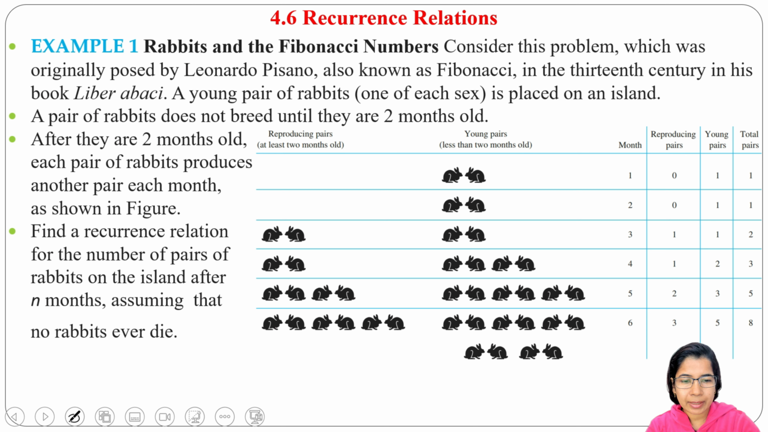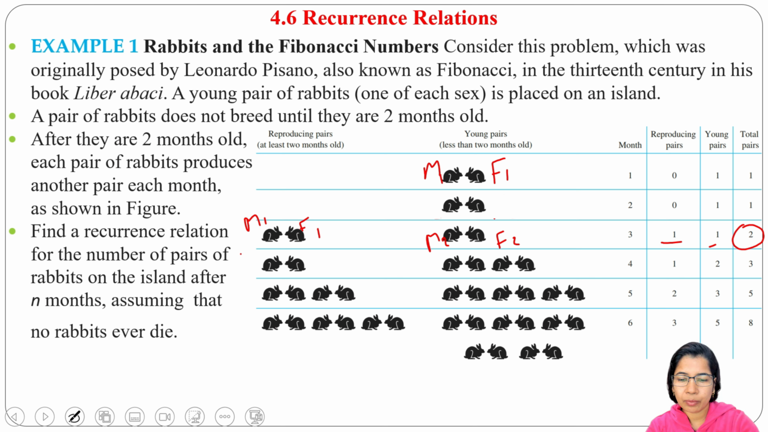Initially, let's say male 1, female 1. They are both in month 1. Then in month 2 they also cannot produce. After the second month they can produce. So now in the third month they can produce. Here is male 1, female 1. They can produce male 2, female 2. In month 3 they produce male 2, female 2. So here the total pair equals 2. One is the parent pair and one is the child pair.